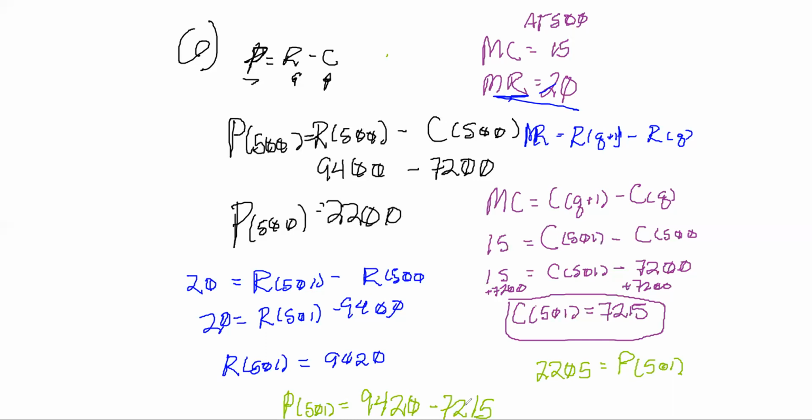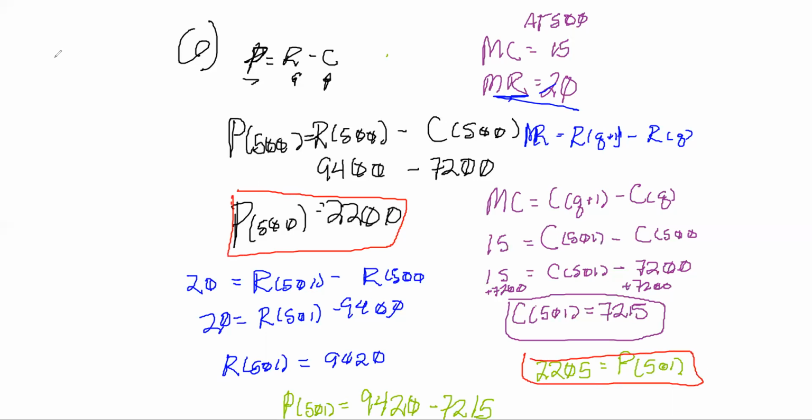Yes. So the marginal revenue formula is the same as the marginal cost formula. So then we can take this and say, okay, I know the profit for 500 and I know the profit for 501.